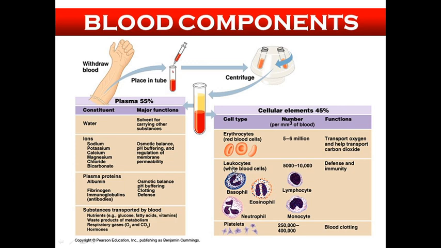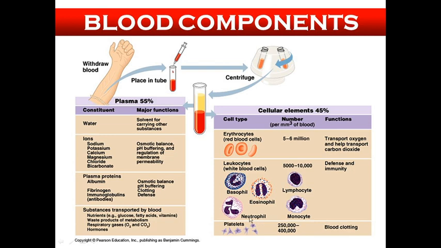Here, the next type of blood cell is the white blood cells. They are 5 types: basophil, eosinophil, lymphocyte, monocyte, neutrophil. Their number is about 5,000 to 10,000, and their function is responsible for the defense and the immunity of the body.